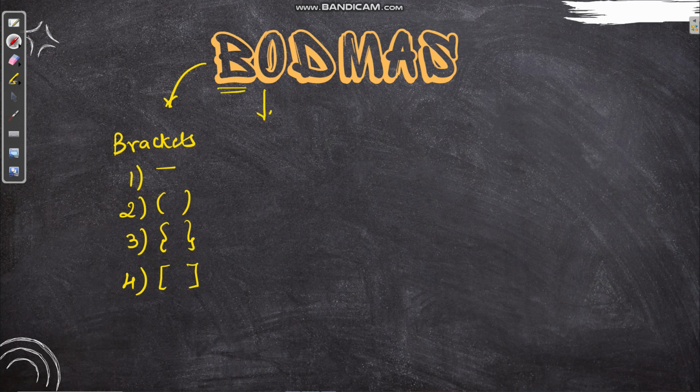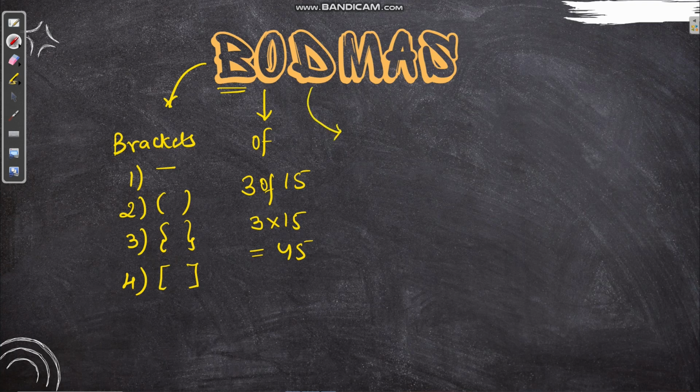Now this O stands for of. So what do we mean by of? You must have noticed such a question, 3 of 15. So this of is nothing but multiplication. So the answer is 45. So first is bracket, second is of.